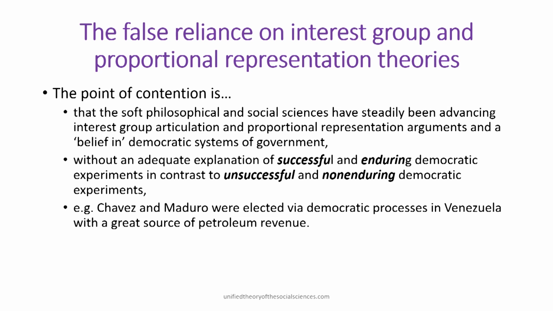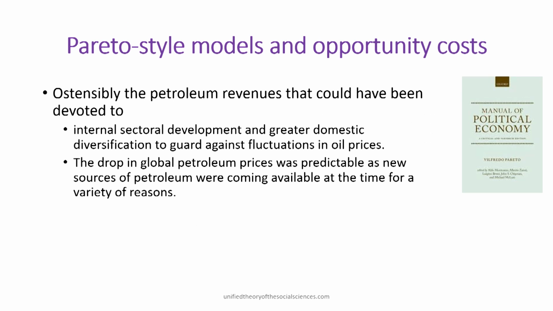The point of contention is that the soft philosophical and social sciences have steadily been advancing interest group articulation and proportional representation arguments and a belief in democratic systems of government without an adequate explanation of successful and enduring democratic experiments, in contrast to unsuccessful and non-enduring democratic experiments. Chavez and Maduro were elected via democratic processes in Venezuela with a great source of petroleum as revenue and still failed.